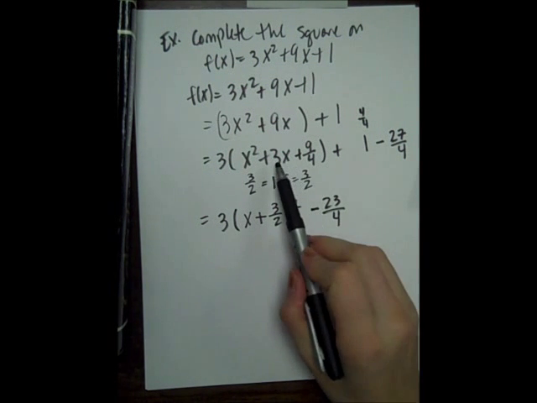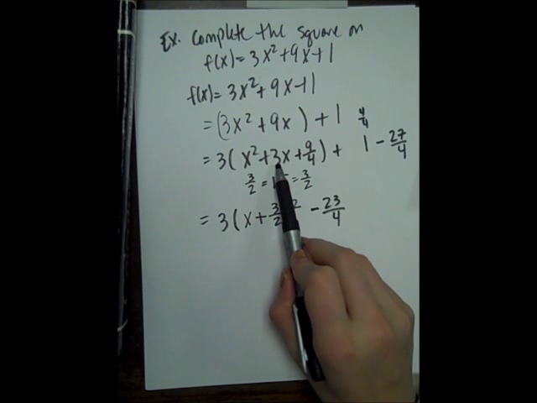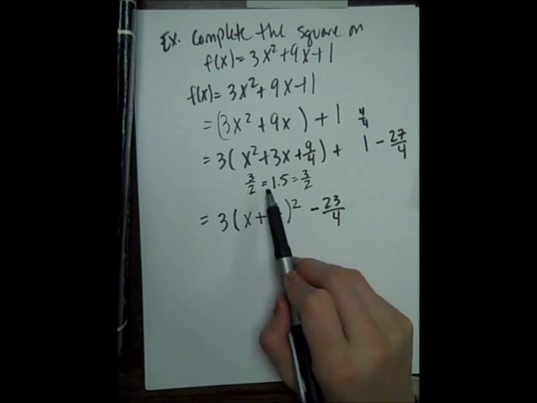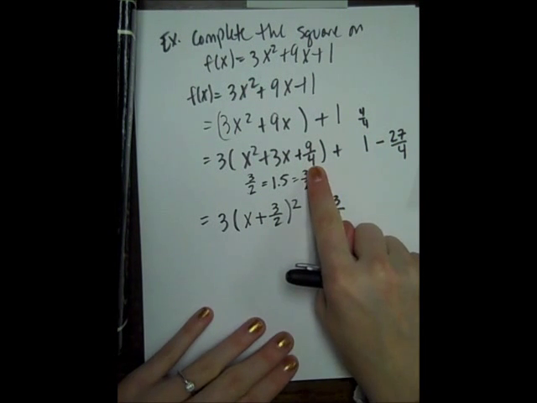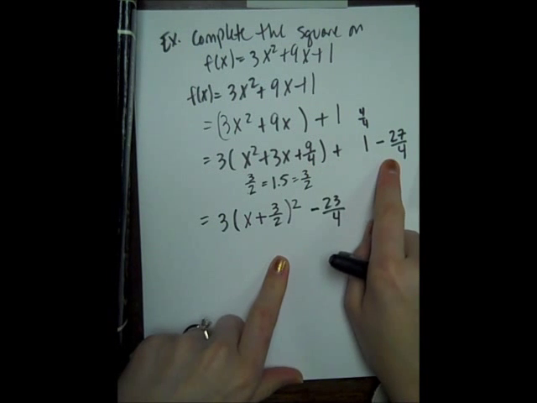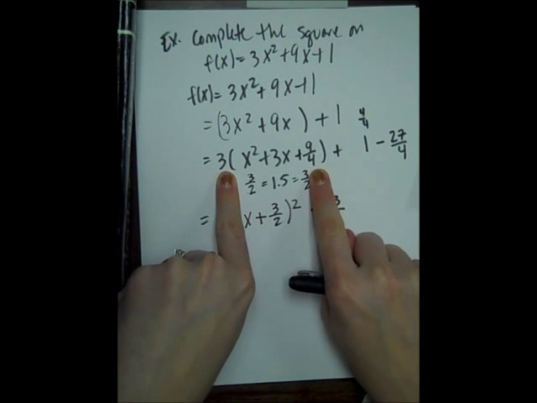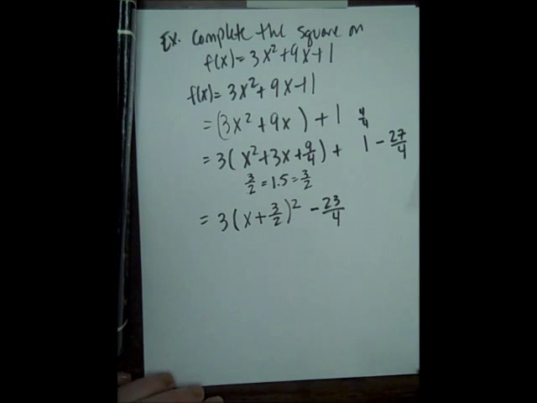So the hardest step is going to be dividing this b term by 2 and then squaring it. So I divided by 2 and got 3/2, square it to get 9/4. Now it's absolutely fine to leave it as a decimal. That's fine with me. Just remember, whenever you fix it, you're not just subtracting a 9/4, you got to subtract the 3 times 9/4 because this 3 will distribute.